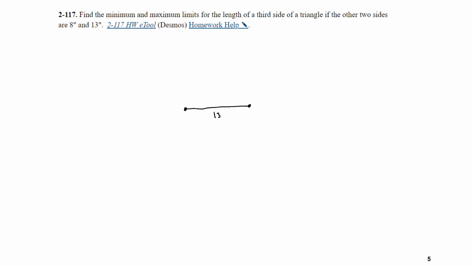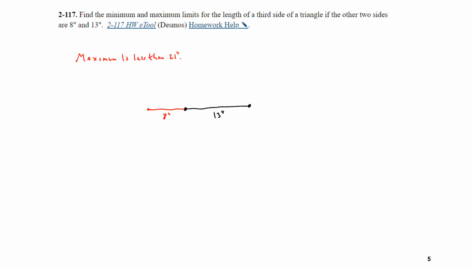So if I have 13 as one of my side lengths and 8 as the other, I could open these as far as I possibly could, and that would give me a total of 21. Now, I can't make 21 because then it'd just be a straight line, so we'd have to bend it up just a little bit, but anything less than 21 inches would be okay. So we would say that the max would have to be less than 21 inches.